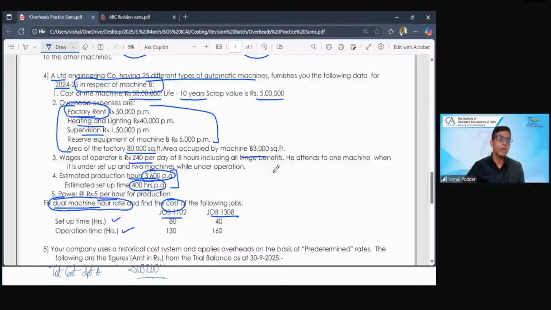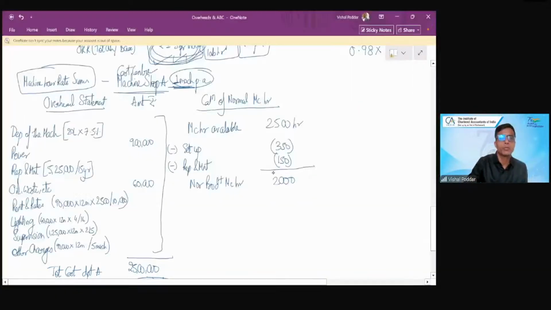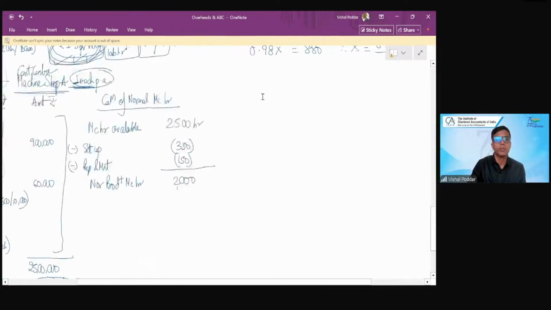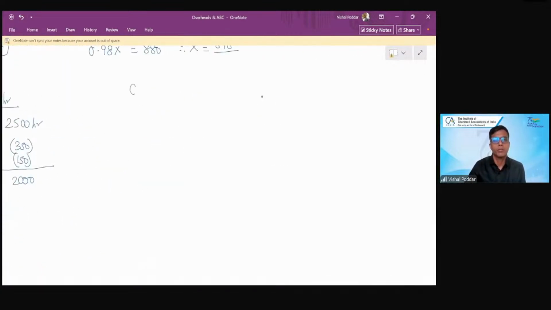Now, for doing this, we need two separate cost statements, one for setup, one for production. But we need not do all expenses separately right from the start, because there are only two expenses which are specifically different for production and setup. One is wages and one is power. Other than this, all expenses are common for the entire machine. So in a dual machine hour rate sum, we prepare the same format. That is, we find out the cost by preparing the overhead statement. The only thing is, first we consider the common cost.